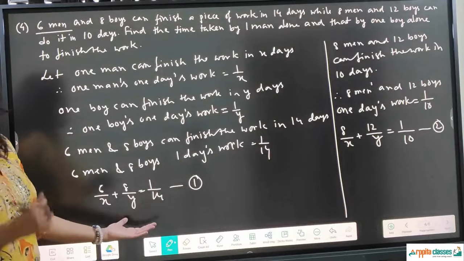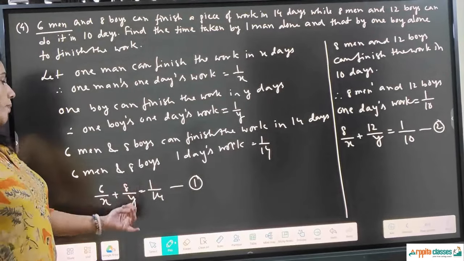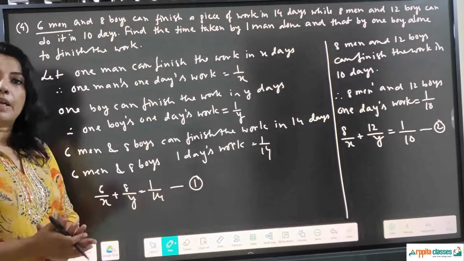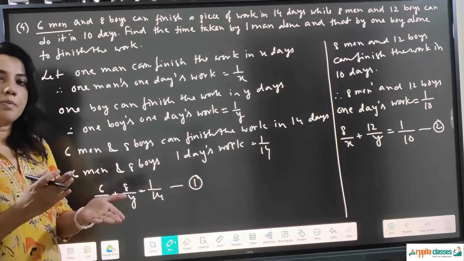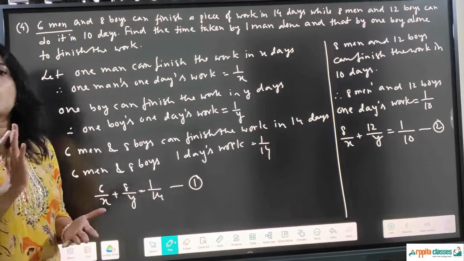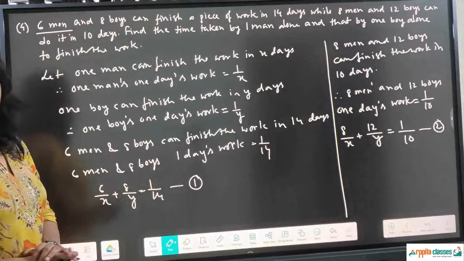Now we need to solve these two equations. Again, 1 upon x is equal to, we'll consider some other alphabet. 1 upon y is equal to some other alphabet, and then we can solve it by any method. Simultaneous linear equations can be solved by substitution method, elimination method, cross multiplication method. All the methods I already taught you. So try it out and find the answer.